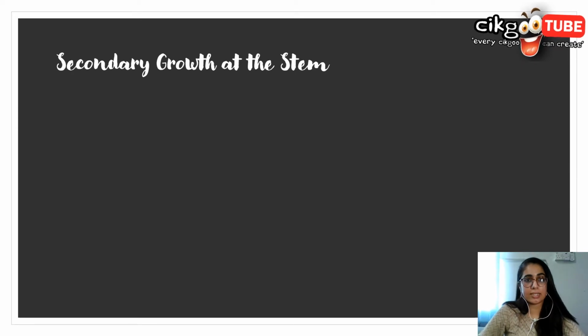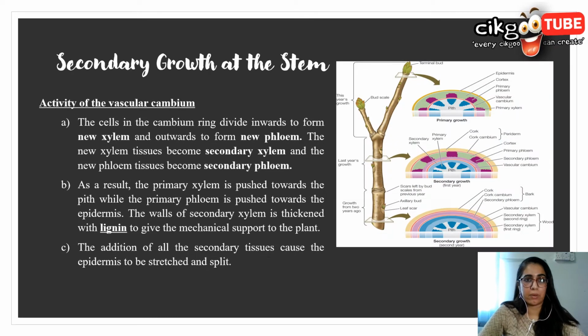Now let's look at the secondary growth at the stem. Secondary growth in dicots involves the activities of the vascular cambium and also the cork cambium. Let's look at vascular cambium first. The cells in the cambium ring will divide inwards to form xylem and outwards to form phloem.